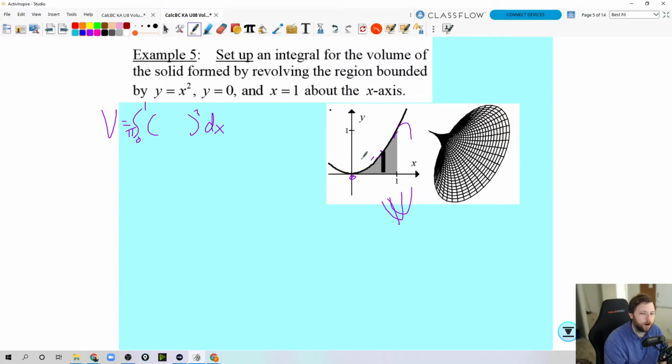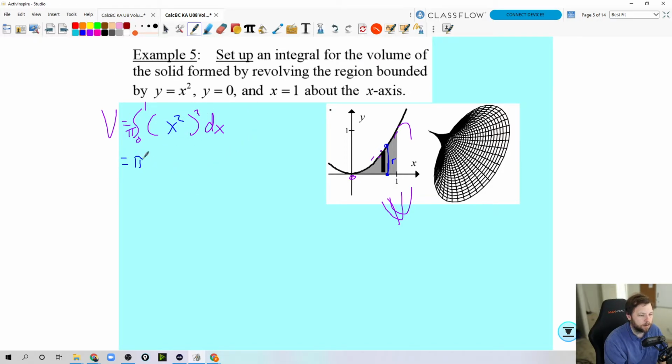So what is my r? Your r is your radius. Now it's not like the semicircle one. It was just half that radius. We can just half of this whole distance. The radius of this circle is from the axis of revolution to this function here. And that function is x squared. So I can just say it's x squared. So there's my volume function.